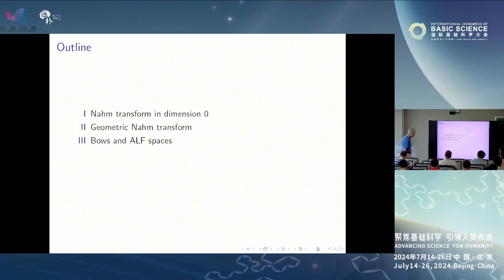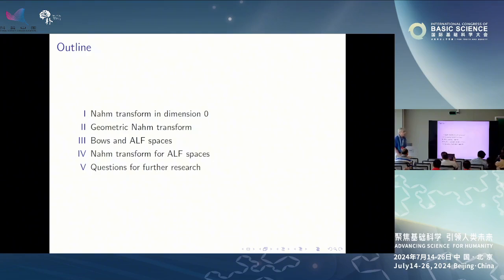Then I'm going to talk about the work that I've been focused on. So we have a series of several papers for the last several years discussing how to extend the Nahm transform to gravitational instantons known as ALF spaces, asymptotically locally flat spaces. And then I'll introduce those spaces, then discuss the Nahm transform for those spaces. And again, depending on how much time we have, then I'd like to end up with some questions for the younger folk to attack afterwards.